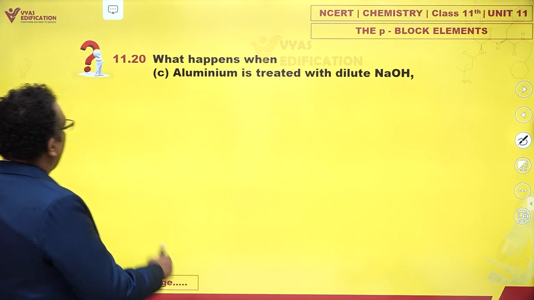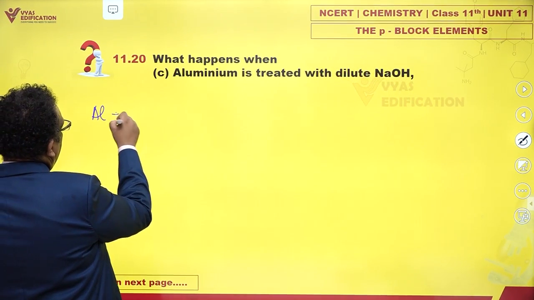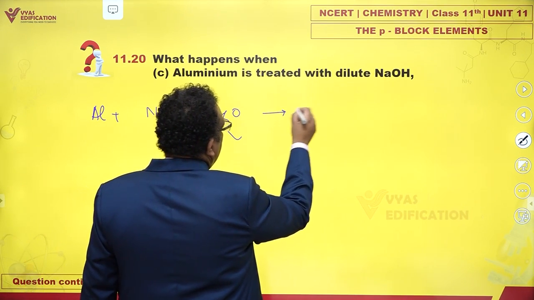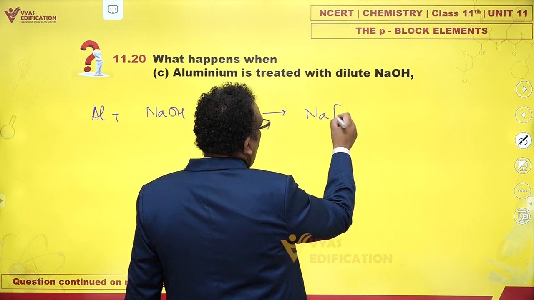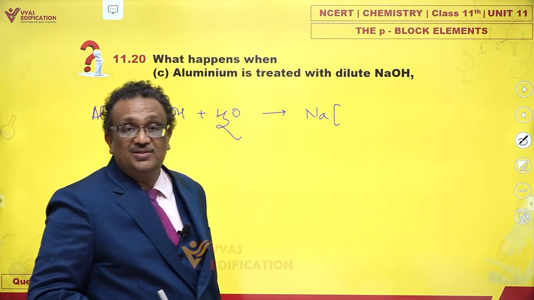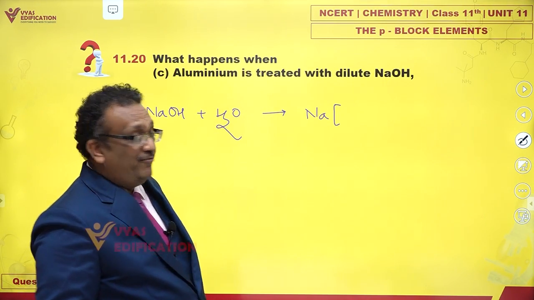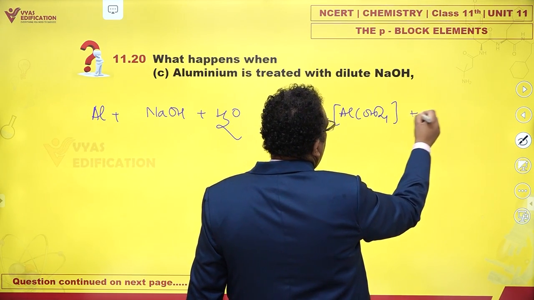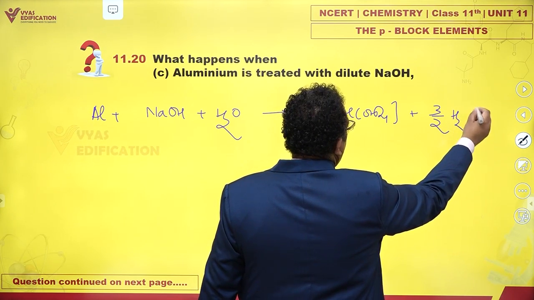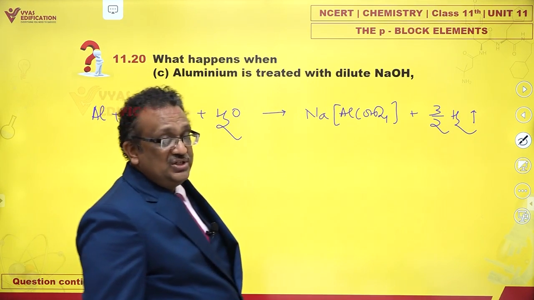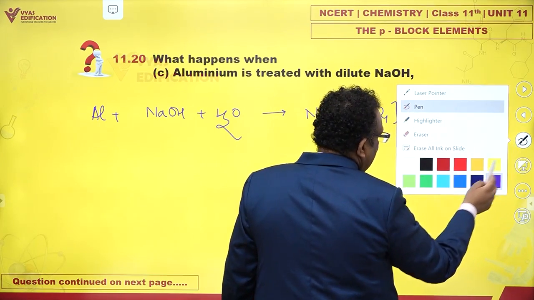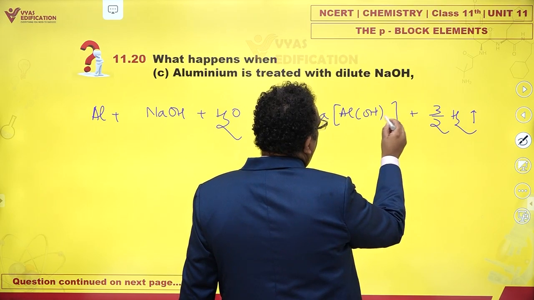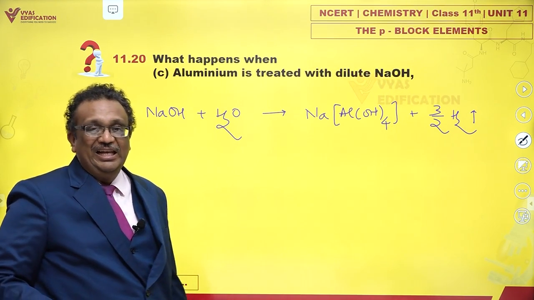Aluminium is treated with dilute NaOH. Wow. When aluminium is treated with NaOH, aluminium dissolves in it, forming Na[Al(OH)4], and there is some quantity of hydrogen also released. If what I'm writing is not clear to you, I'll write it once again so that it is very clear. I hope this is cleaner.